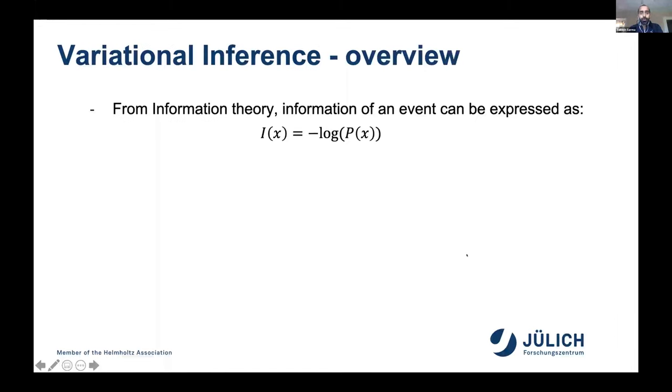So to understand this, I think it's better to have a slight introduction to the theory of variational inference itself. This comes from information theory. Basically, if we have an event, we can quantify the information contained in that event X using the negative log of the probability of the event X.